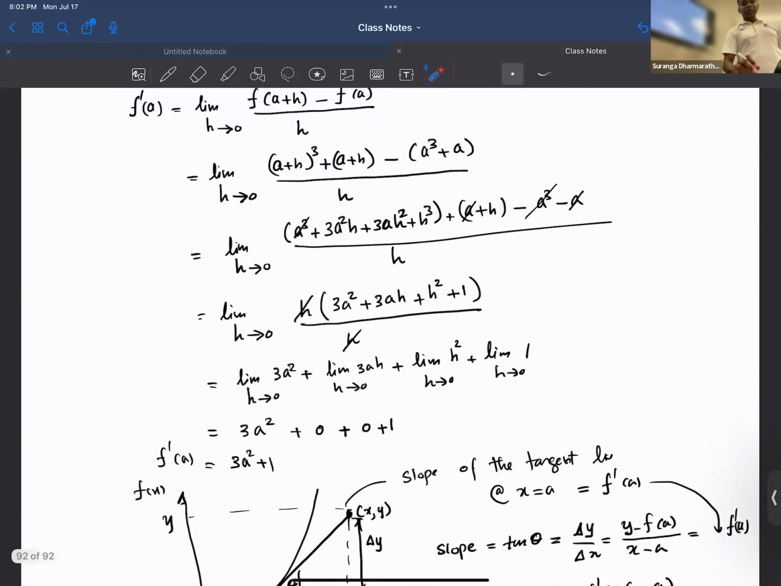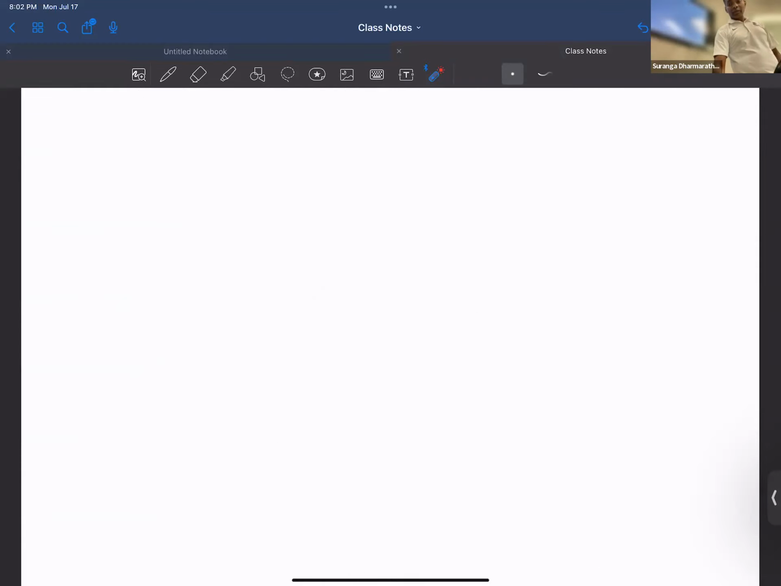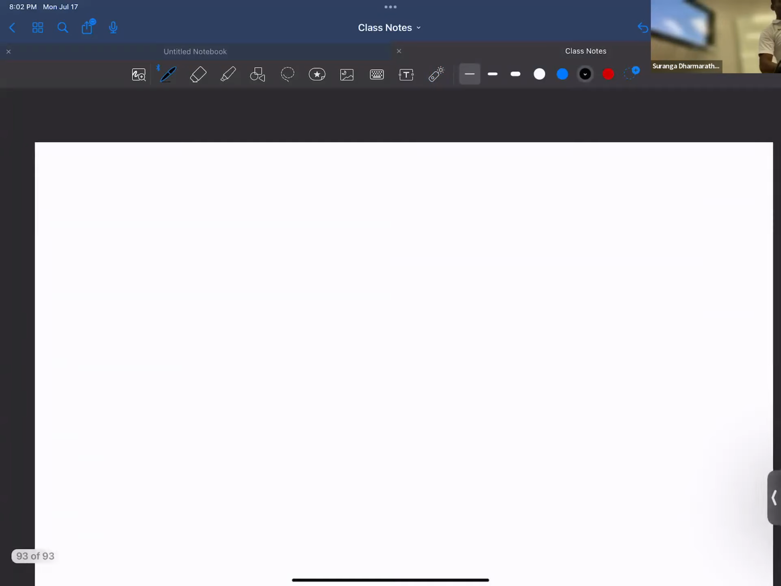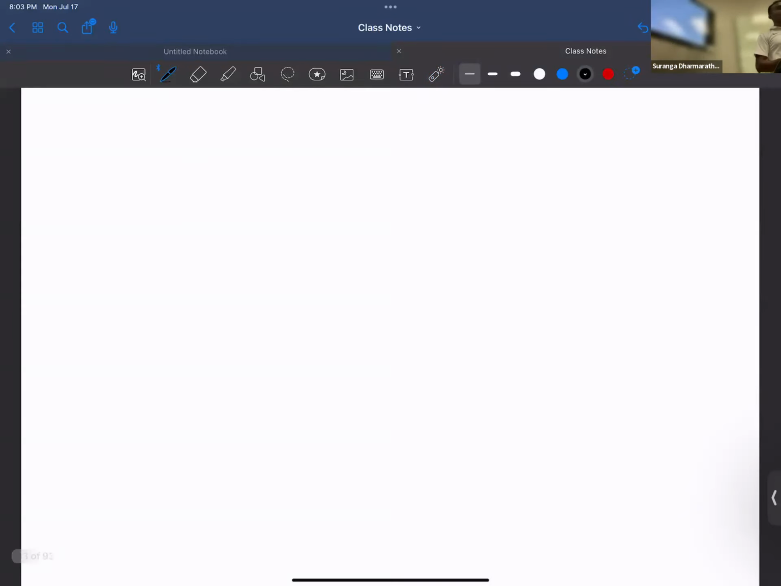So the next question was number 5, right? 3.2, number 5. Let's look at what the question is first. Okay, so you have to compute f prime of x. I'm just trying to remind you, recall what we did last time with this problem. This is 3.2 question 5.